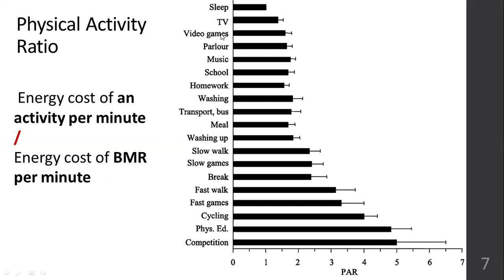So that's how they have come up with the physical activity ratio you see on screen. Okay, you are on competition, you're doing some physical education like gymnastics. PT class is going on, cycling, fast game, fast walk, taking any break. What is the physical activity ratio? Using this formula they have come up with this graph. These graphs are ready made, from various schools of nutrition, they have calculated it and it is already present.